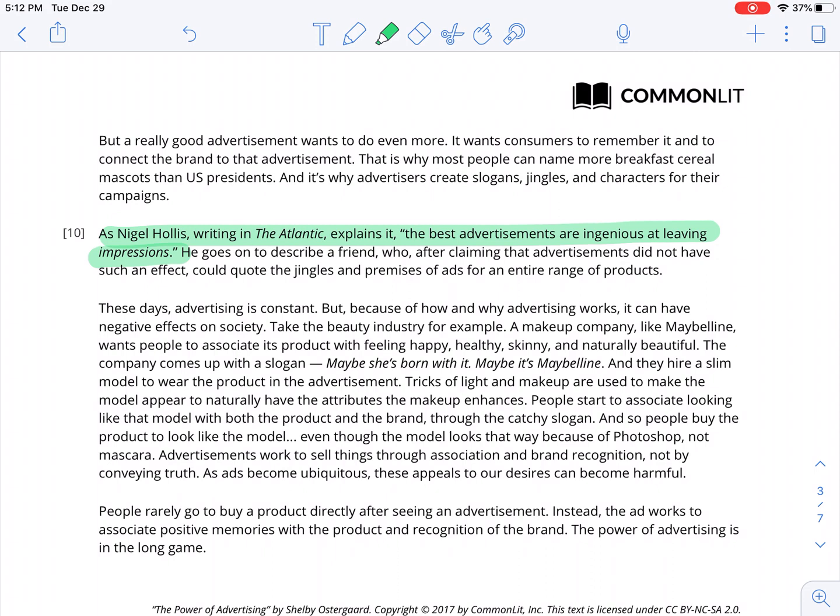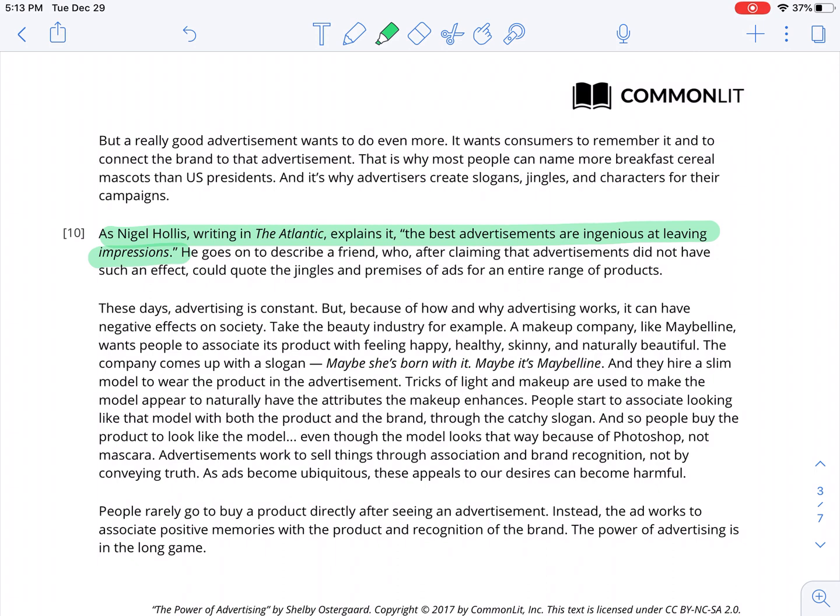Take the beauty industry, for example. A makeup company like Maybelline wants people to associate its product with feeling happy, healthy, skinny, and naturally beautiful. The company comes up with the slogan, "Maybe she's born with it, maybe it's Maybelline," and they hire a slim model to wear the product in the advertisement. Tricks of light and makeup are used to make the model appear to naturally have the attributes the makeup enhances. People start to associate looking like that model with both the product and the brand through the catchy slogan. And so people buy the product to look like the model, even though the model looks that way because of Photoshop, not because of mascara.